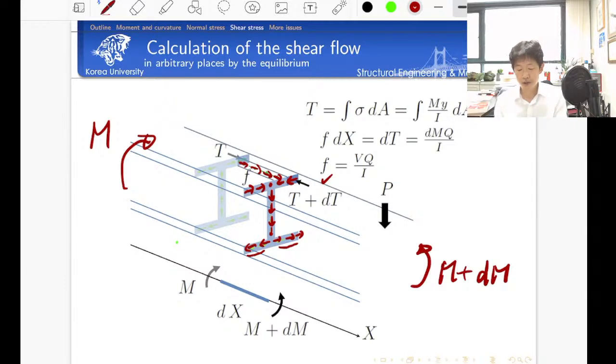And then how about the channel section? In the case of the channel section, my shear flow goes in here and goes down. On the bottom flange it goes to the right. Okay, depending on the loading condition.